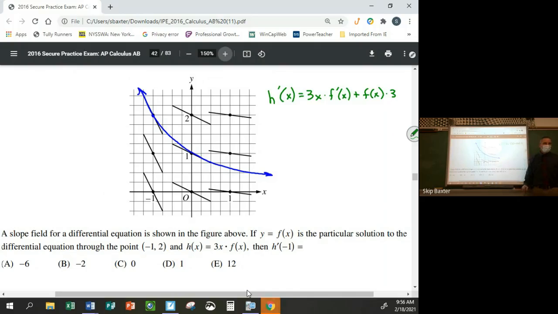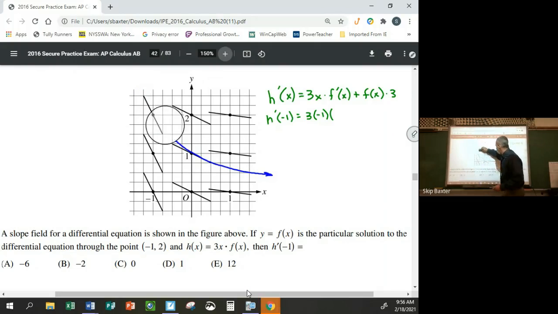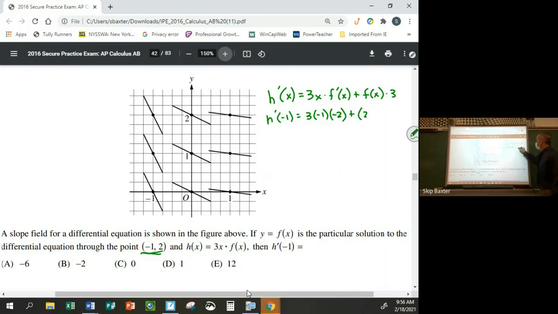Okay, and then just substitute in x equals -1. So h prime of -1 is going to be 3 times -1 times, what is f prime of -1? It's the slope of the line that they gave us in the slope field, which is -2. You can just look at the squares, it's -2, right? Plus f of -1, what's f of -1? It's 2. They gave it to you right here. So that's all there is to it. This is just 6 plus 6. The answer is 12. Does that make sense?